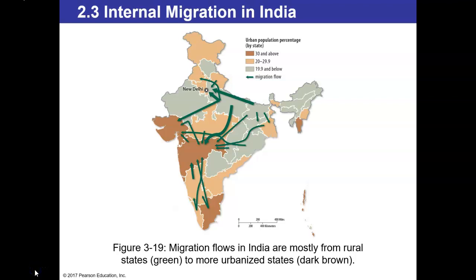As with interregional migrants, most people who move from rural to urban areas seek economic advancement. They are pushed from the rural areas by declining opportunities in agriculture and are pulled to the cities by the prospect of work in factories or in service industries. Looking closely at this map, we see migration flows in India are mostly from rural states that are green to more urbanized states in the dark brown.